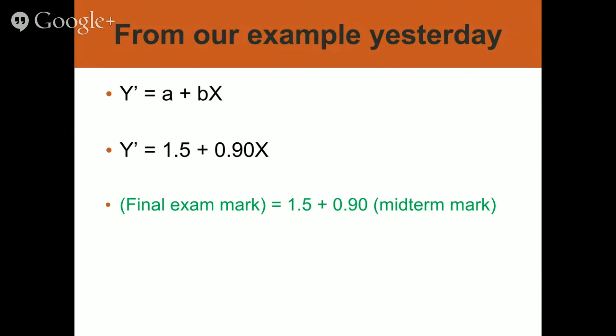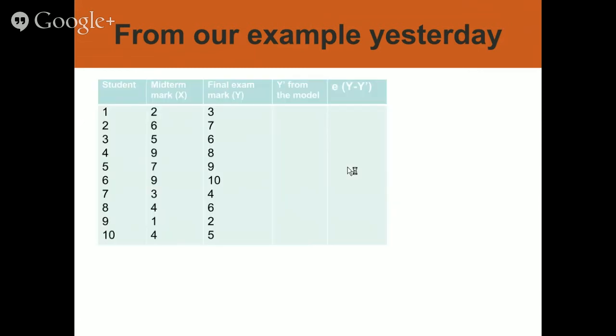From our example yesterday, we looked at predicting your final exam mark based upon your midterm mark. Remember that? What we decided was there's a straight line equation where I can predict your final exam mark if I multiply your midterm mark by 0.9 and add 1.5, right? But there's an error term there. So here's how I explore that error term.